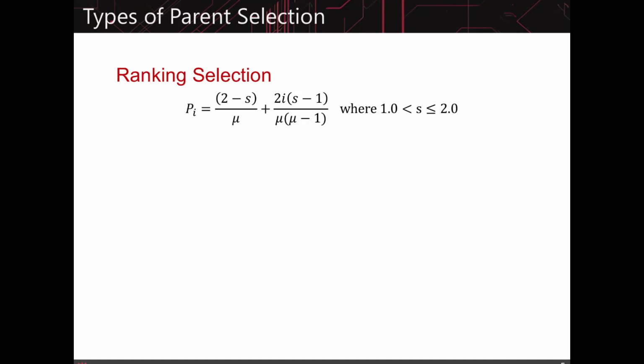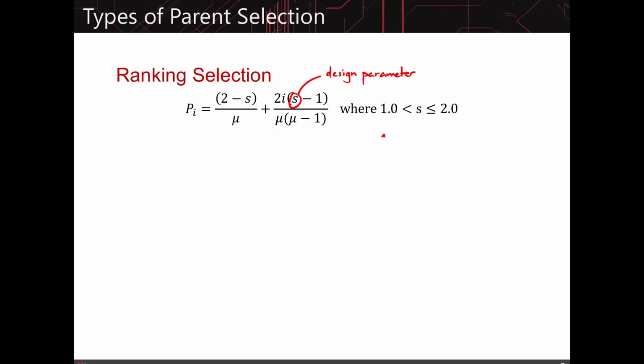Mu is still the size of the population. I is the index of an individual in the population. But now we have a new design parameter. That design parameter is S, a factor that ranges from 1.0 up to 2.0. So inclusive on the 2.0 side, exclusive on the 1.0 side.